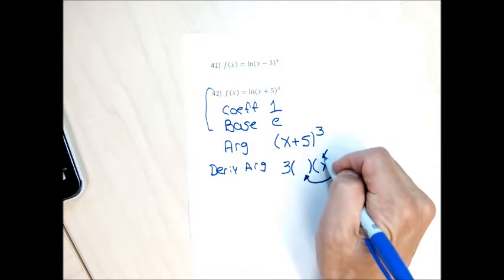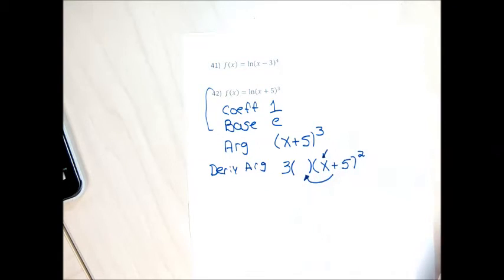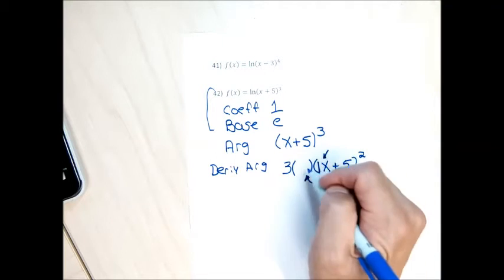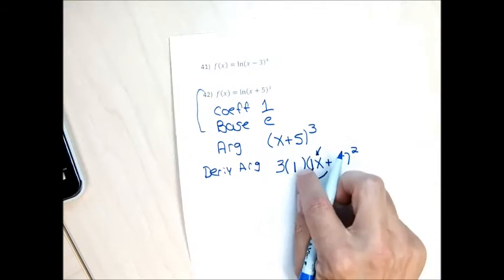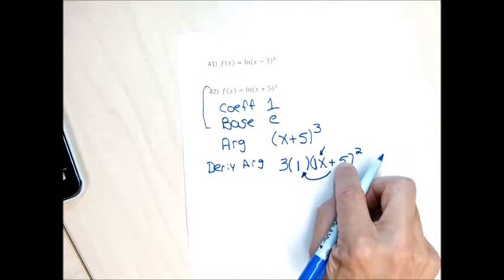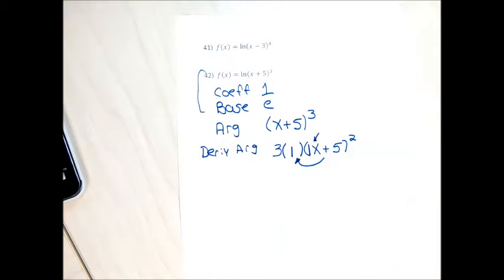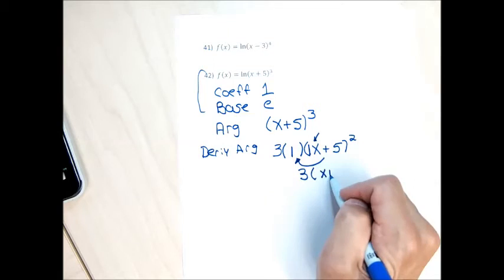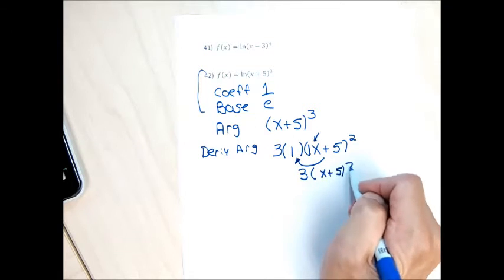The first term inside the parentheses is an x to the first power term. The derivative of any x to the first power term is the number to the left of the x. There's an implied 1 there. So the derivative of 1x is 1. The second term is a constant. It has a derivative of 0. So the derivative of the argument is going to be 3 times x plus 5 squared.